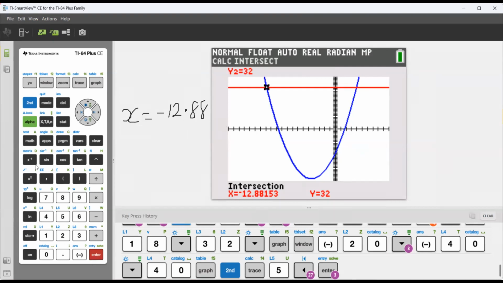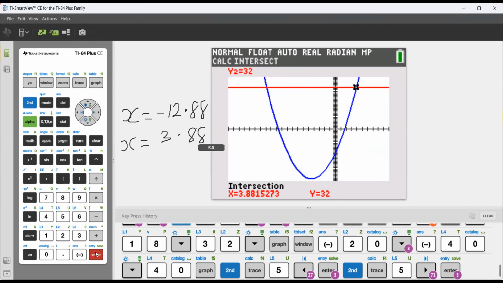Now, what about the second one? There are two solutions. So what about the second one? Second calc, 5. And I'm going to move this to the other side, and then hit enter, enter, enter. And what do I have? X equals 3, 2 decimal places is fine. Those are my solutions.